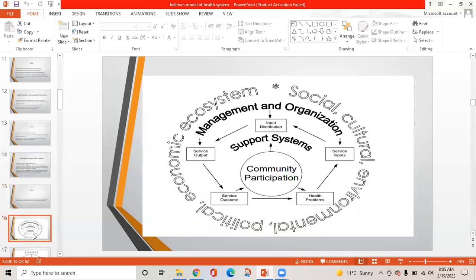This picture shows the management organization support system, that is, all the factors that are affecting the health system: social, cultural, environmental, political, and economic systems.